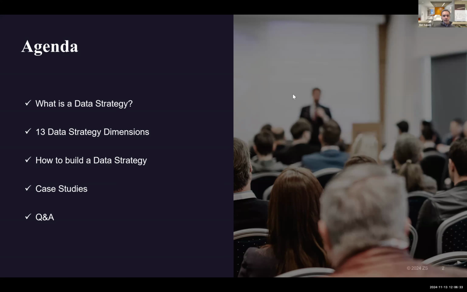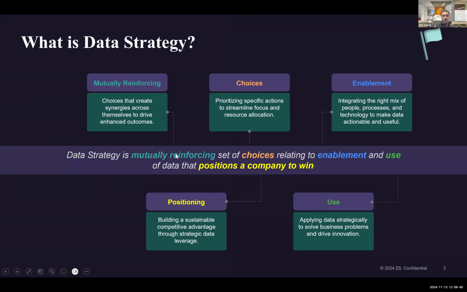Thank you. All right, so let's dive in and look at what a data strategy is. Here is our definition: data strategy is a mutually reinforcing set of choices relating to enablement and use of data that positions a company to win. A mouthful, if you read it all together, but if you really want to parse through this, each of these individual words has a place in this definition.